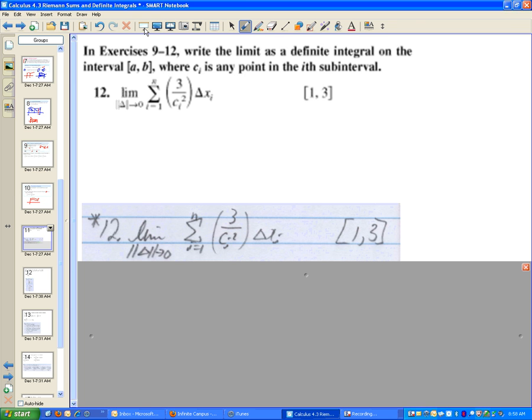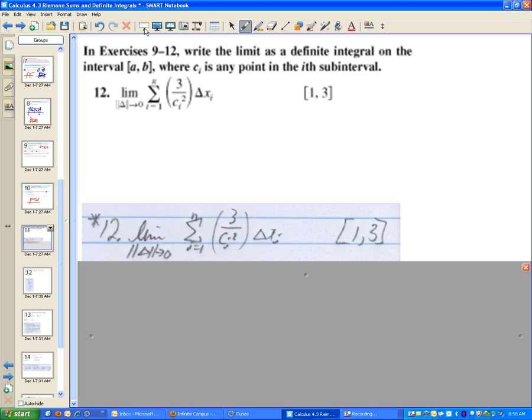So for number 12, it says, write the limit as a definite integral on the interval from a to b, where ci is any point in the ith subinterval. All right, so they give us a closed interval from 1 to 3. So how do we turn this into an integral?